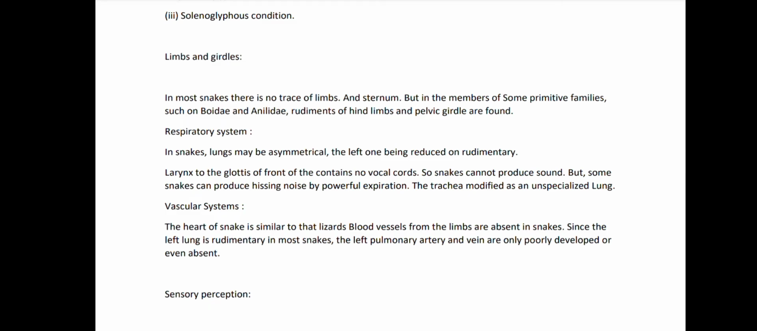Vascular system. The heart of snake is similar to that of lizard. Blood vessels to the limbs are absent in snakes, since the left lung is rudimentary in most snakes. The left pulmonary artery and vein are only poorly developed or even absent.